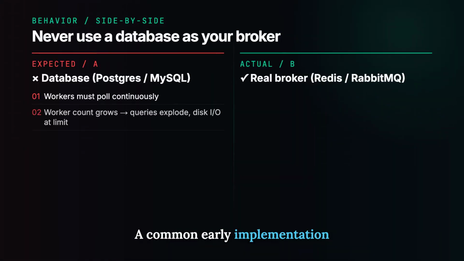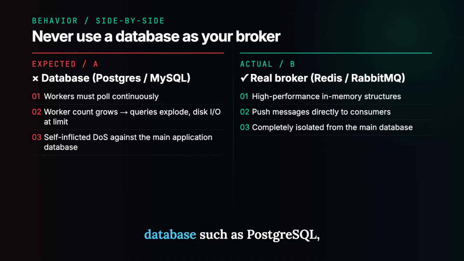A common early implementation mistake is using a relational database such as PostgreSQL, MySQL, or SQLite as the broker merely because it is convenient. A real broker uses high-performance in-memory structures and pushes messages directly to consumers. With a relational database, workers must poll continuously for new tasks. As the worker count grows, concurrent database queries explode, drive disk I/O to its limit, and effectively create an internal denial of service attack against the main application database.